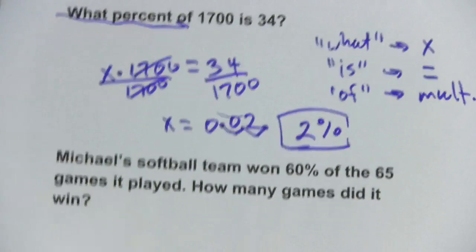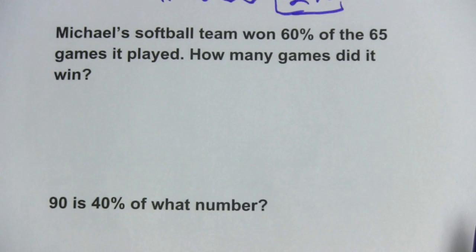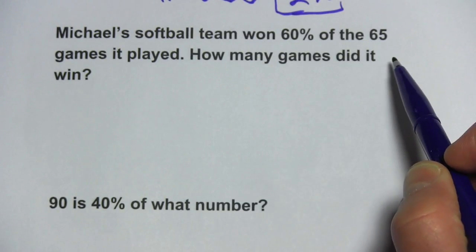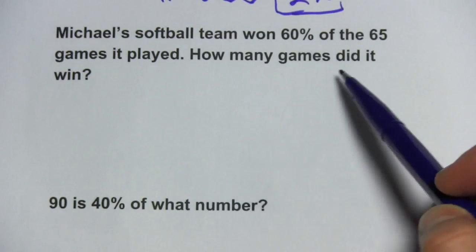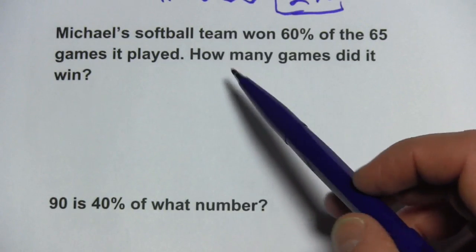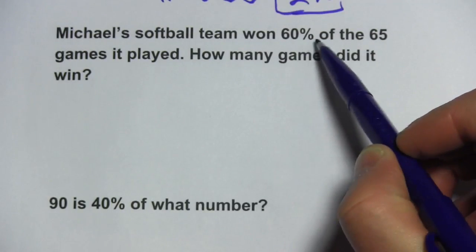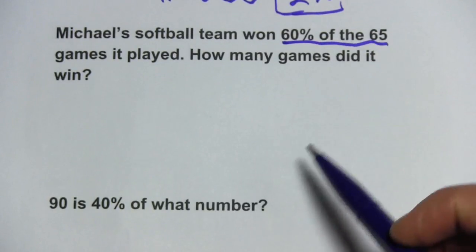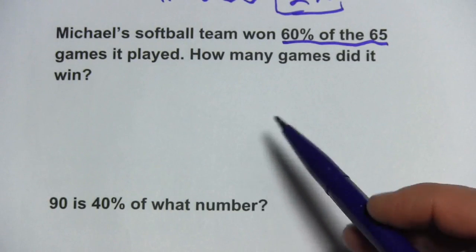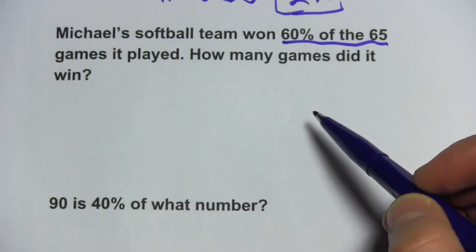Let's try another one. All right, this one says, Michael's softball team won 60% of the 65 games it played. How many games did it win? This is a little bit different. It's not quite as easy to translate this into a whole formula like we did there. But this part, 60% of the 65 games, that's how many games they won, and that's what we're trying to find out.